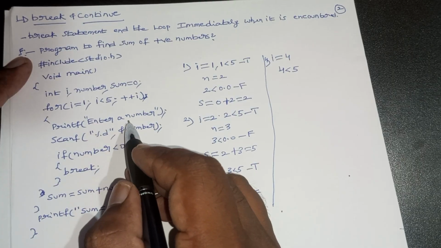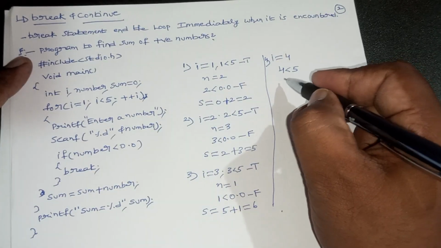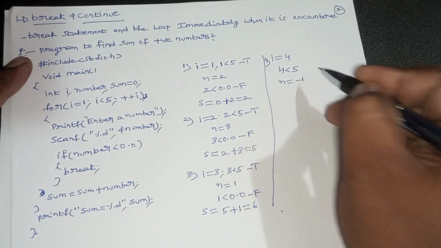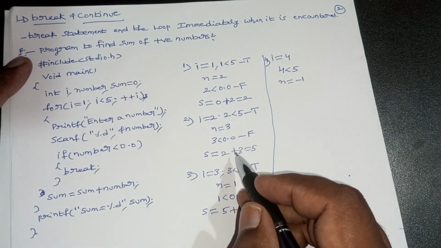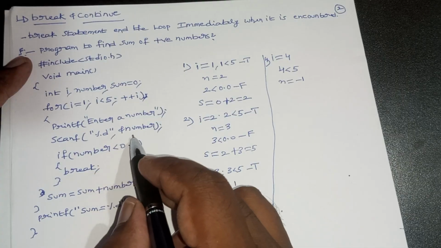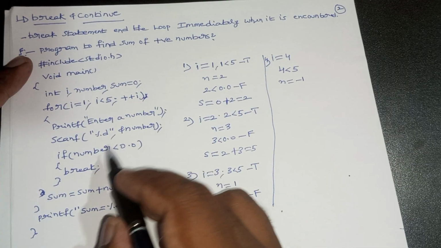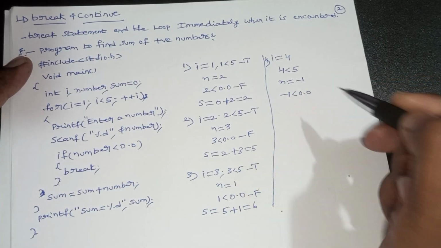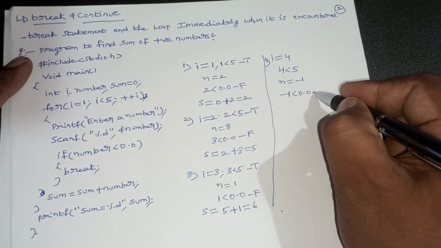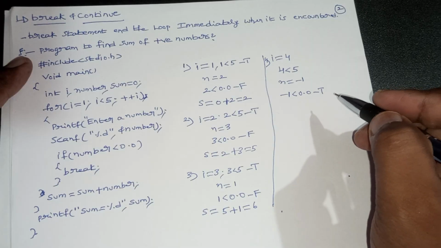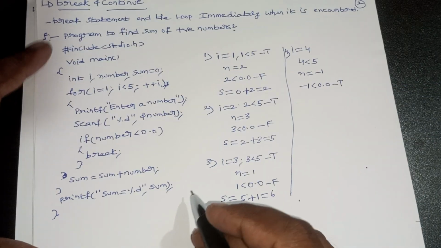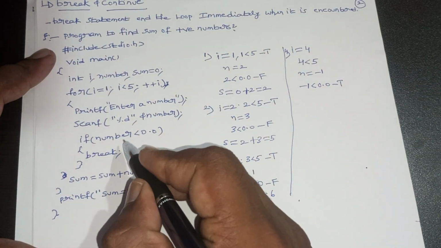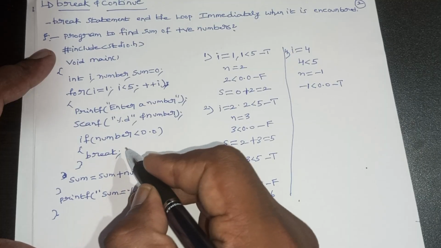So enter a number. Now I have intentionally taken a negative number, so the number is now -1. Now you check the condition: -1 less than 0.0, condition true? Yes, condition true. 0 is bigger than the negative number. Because the condition is true, I have to go into the if block.